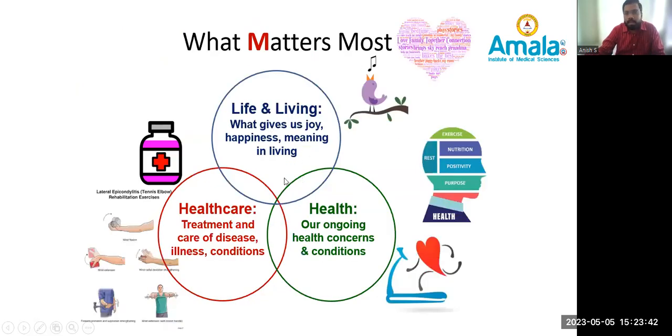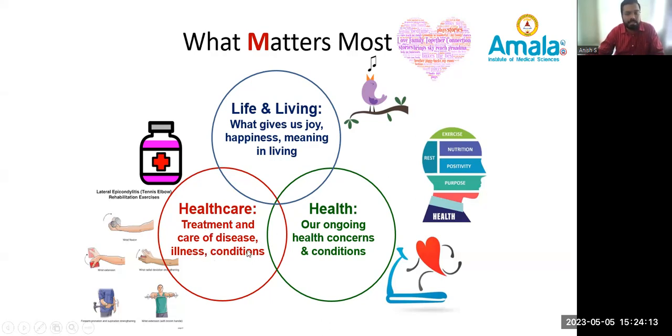So what matters most means what gives us joy, happiness, meaning in living, the purpose of life. In older age, the purpose of life becomes very important, and that is what keeps all of us going. And having a purpose in life is very important to having better outcomes for your diseases as well, your multi-morbidity as well. So there is a psychological aspect to every disease and multi-morbidity.